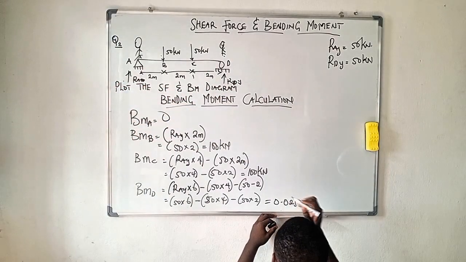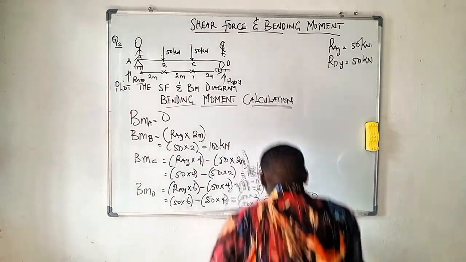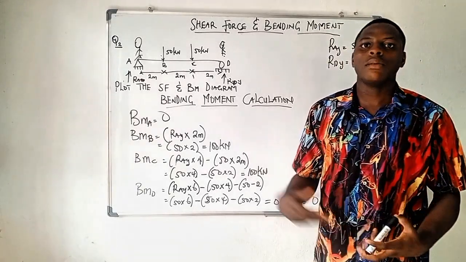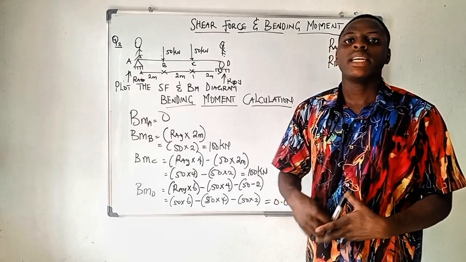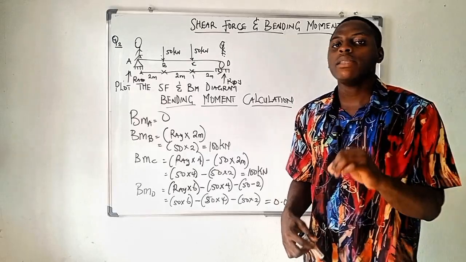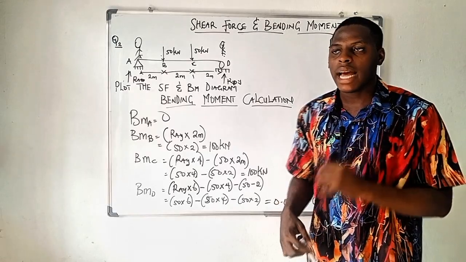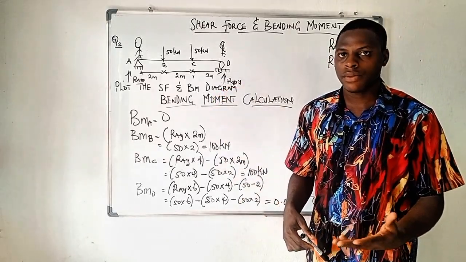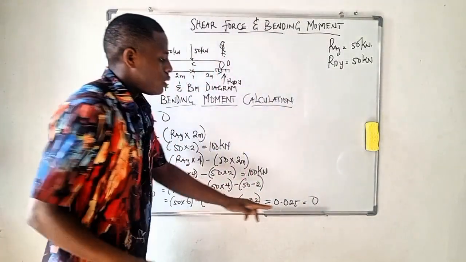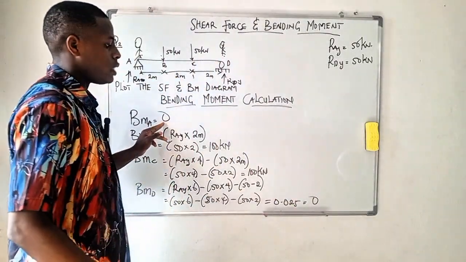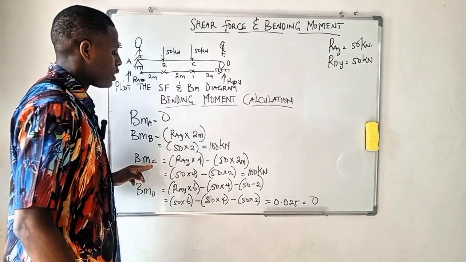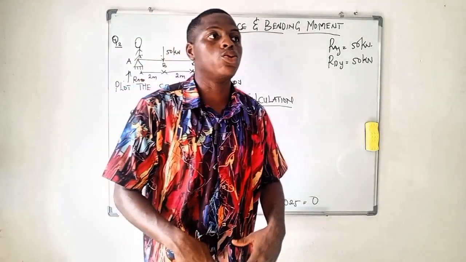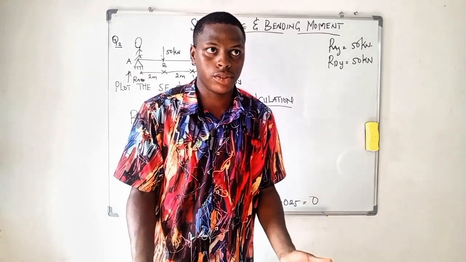Take this to one decimal point. In fact, take this to a whole number. You have this to be 0. So basically, what we are trying to prove is that bending moment at your beginning is always 0, and bending moment at the final point, which is your reference point, is always 0. So we've gotten the bending moment for point A, point B, point C, and point D. The next thing is to draw your bending moment and shear force diagram.